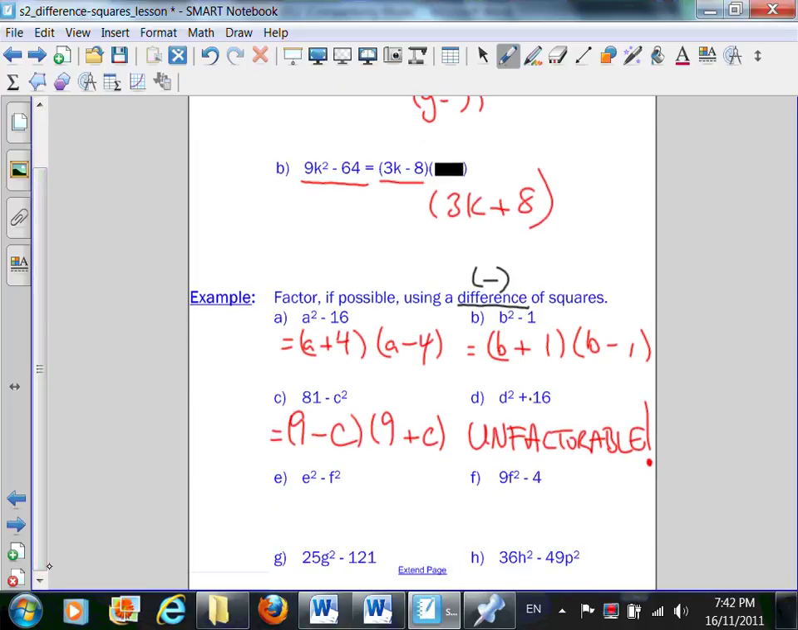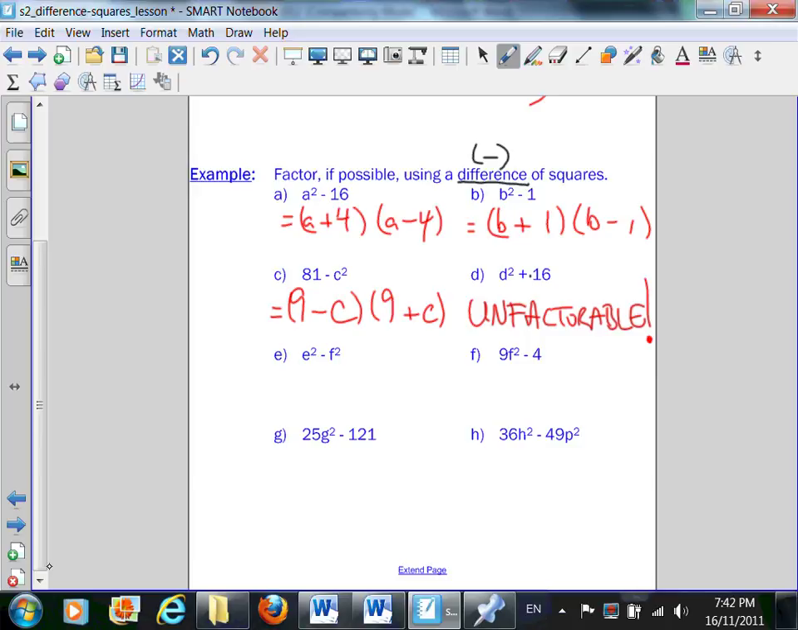Now let's do some more. e squared minus f squared. Okay, so we've got to make our two sets of brackets here. Minus sign, plus sign. Square root of e squared is e. Square root of f squared is f. Okay, pretty straightforward. Let's do another one.